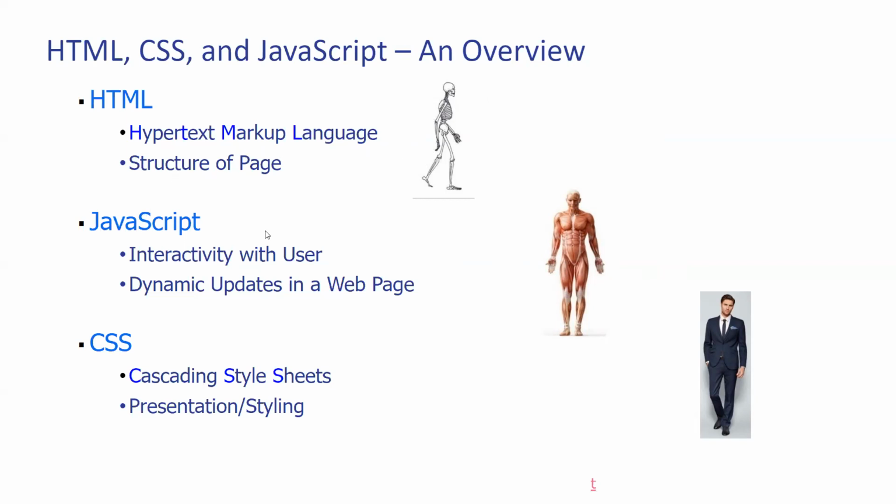And JavaScript, you can say, is basically for events or interactivity. If you have a body with skin, then that is JavaScript. And CSS is basically cosmetic things, making things beautiful. Cascading Style Sheets, basically this is presentation. So HTML is basically content, CSS is presentation, and JavaScript is events.